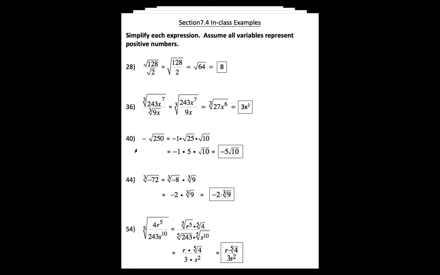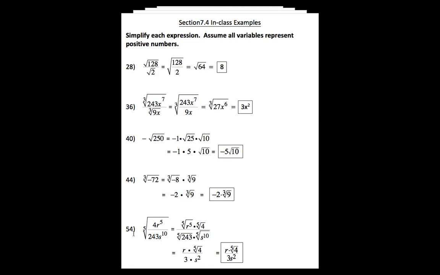For number 40, 250 is not a perfect square, but we can split that into the product of 25 times 10, since the square root of 25 is a perfect square that's equivalent to 5, and we would come up with our final answer in simplest form. 44, very similar, just with cube roots. The cube root of negative 8 or positive 8 would be the largest perfect cube that divides into negative 72 evenly.